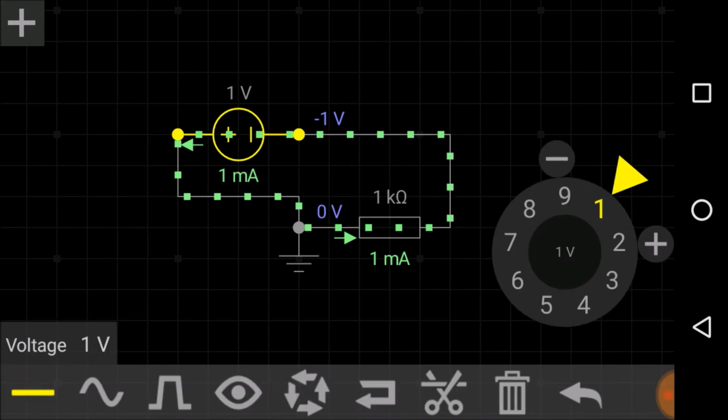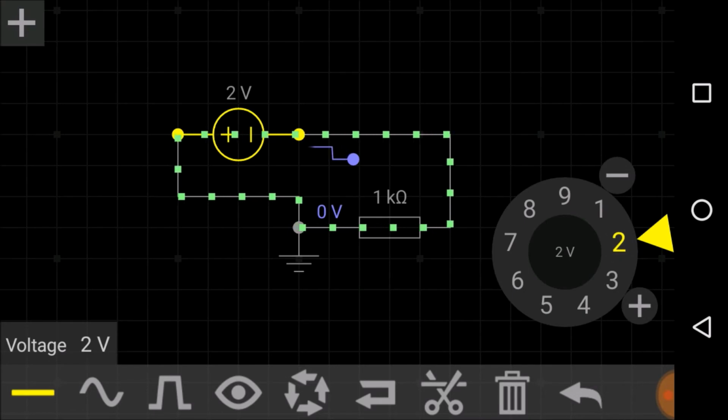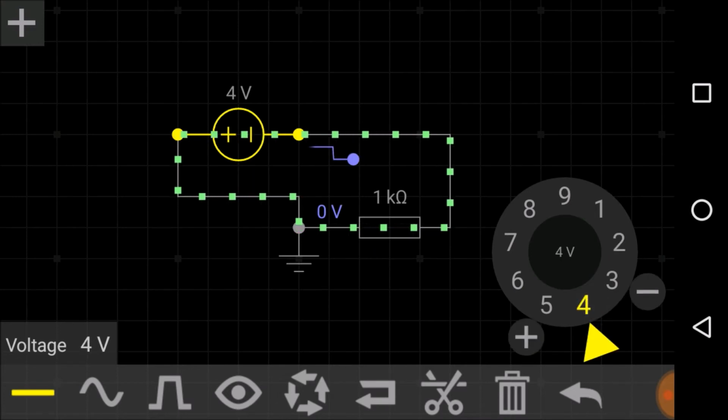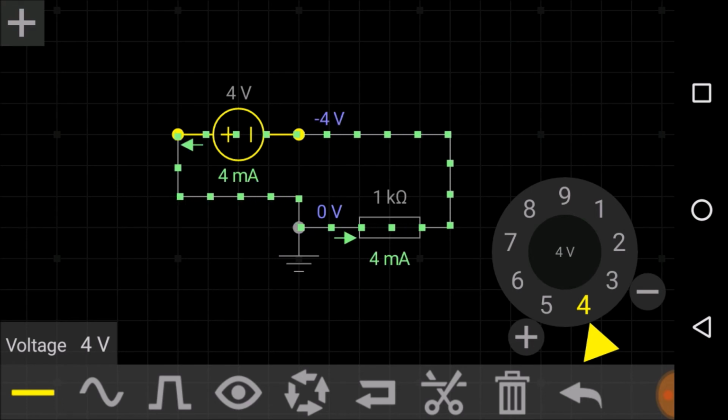Now I'm going to double the value of voltage. Okay, so now it is 2 volt, and you can see the current has also doubled to 2 milliampere. So it is in proportion to the value of voltage. If I again double it, then the value of current has also doubled.